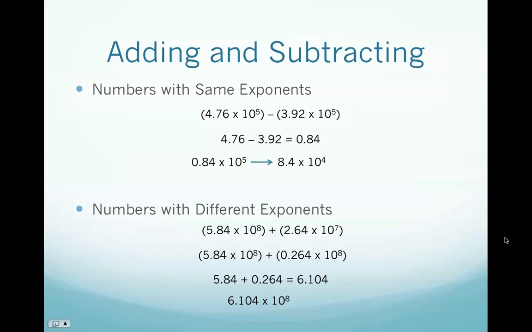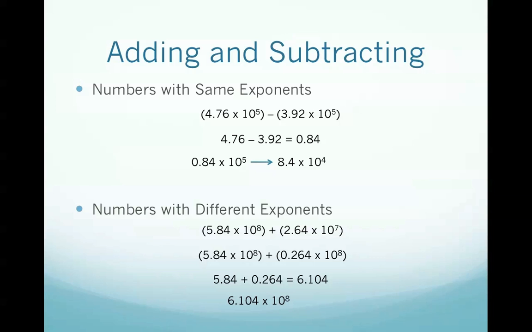My personal preference is to take one of the exponents and change it so that it matches the other one. So in this case, I decide to take my 2.64 times 10 to the 7th and make it 10 to the 8th by sliding over that decimal point to the left. Once they are in the same exponent, and following the same rules up above, 5.84 plus, because that's my operation, or is addition, plus the 0.264 gives me the 6.104.